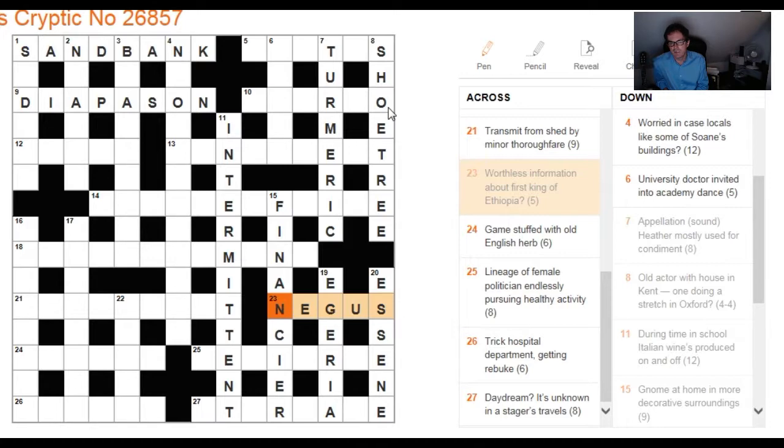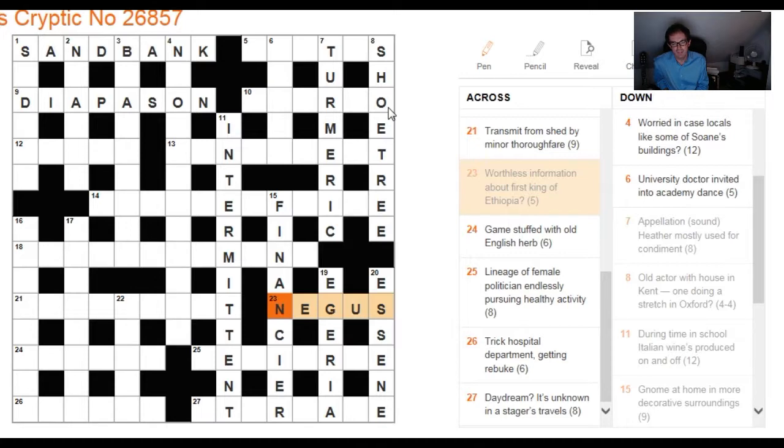So the way this clue breaks down is quite tricky. You've got worthless, which is the US, information about first. So that's saying reverse gen, which is a word for information that you sometimes see in crosswords, at the beginning of the US, to give negus, I think that's how you pronounce that, for King of Ethiopia, question mark.